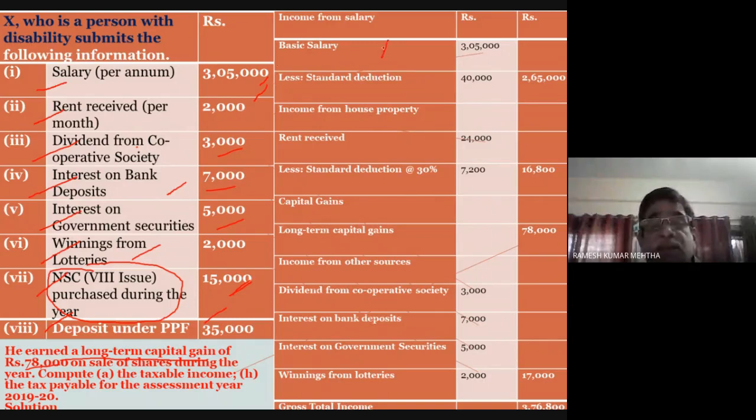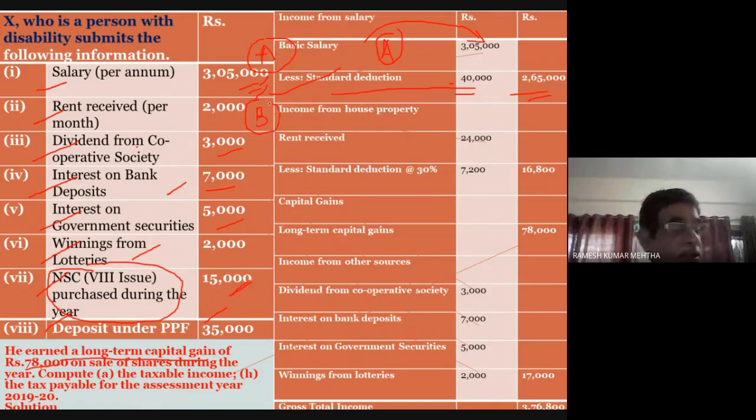So let's talk about the first one, income from salary. So income from salary is 3,05,000 rupees as given in the problem. From this, please remember there is a standard deduction, which is 40,000 rupees. So 3,05,000 rupees minus 40,000 rupees, the income from salary of the assessee is 2,65,000. So this is the first head of the income under income from salary.